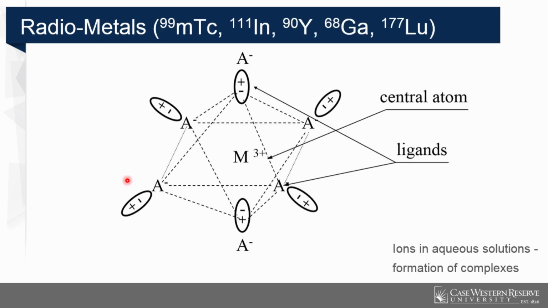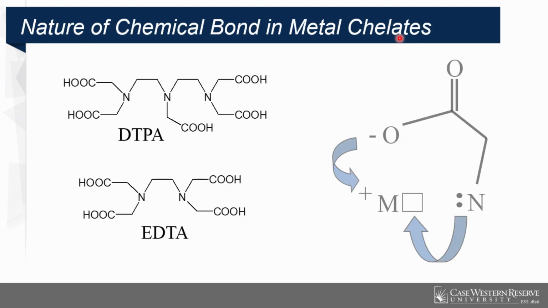So for labeling radiometals, as I mentioned previously, the key thing is a chelate or a cage to house your radionuclide. For example, technetium-99m, indium-111, yttrium-90, gallium-68, or lutetium-177. How is the chelate going to work? Let me use one example. This is DTPA, commonly used.